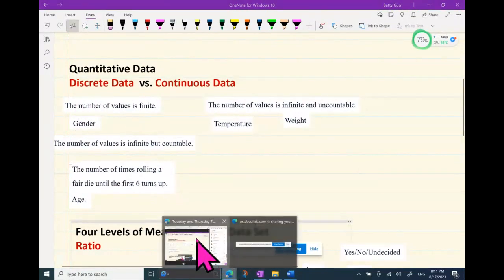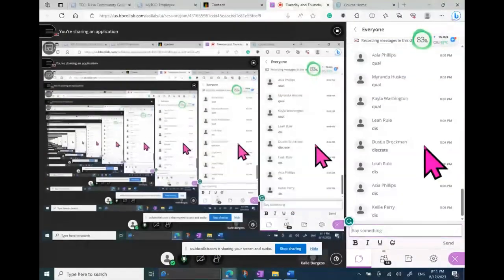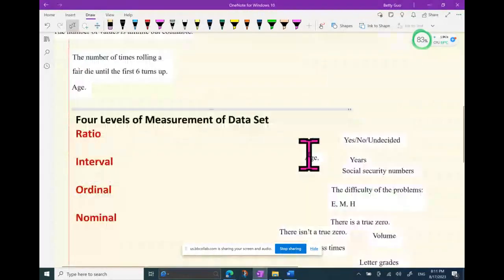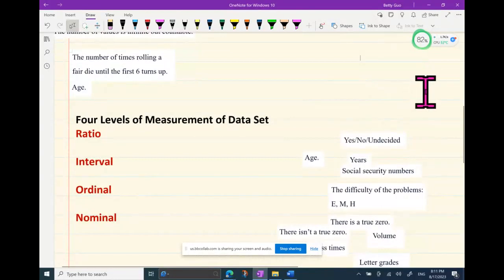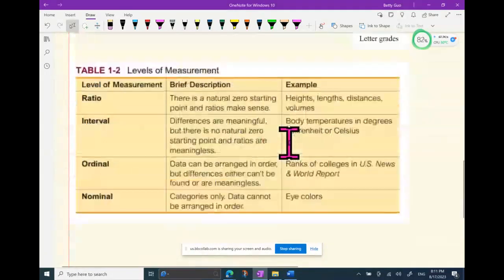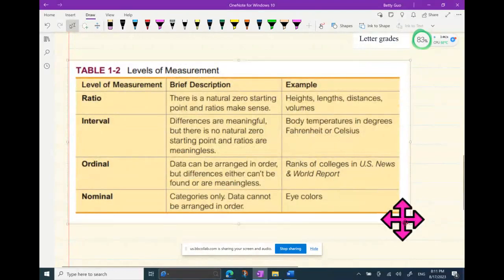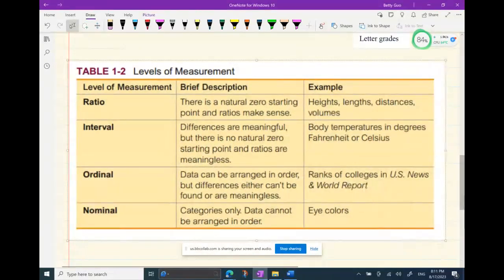All right, let me see if there are any questions. Okay, very good. Then we move to the next one. Another way to classify data is to use the 4 levels of measurement. When you do the homework in 1.2, you're going to see tons of problems about the 4 levels of measurement. We are going to look at this table to understand them. Which 4 levels? Ratio, interval, ordinal, and nominal.